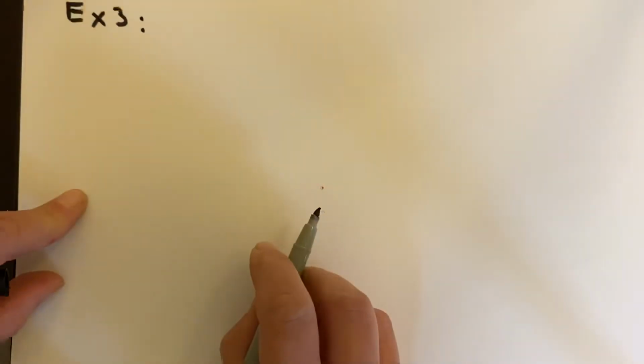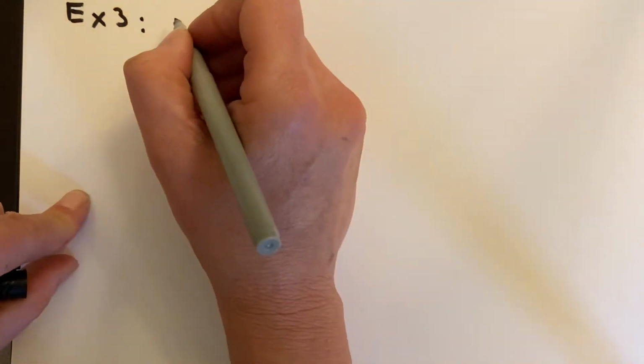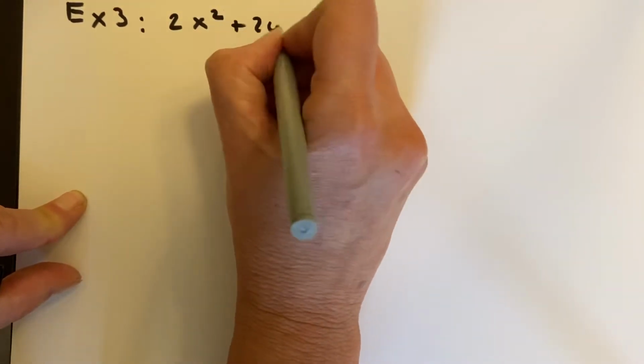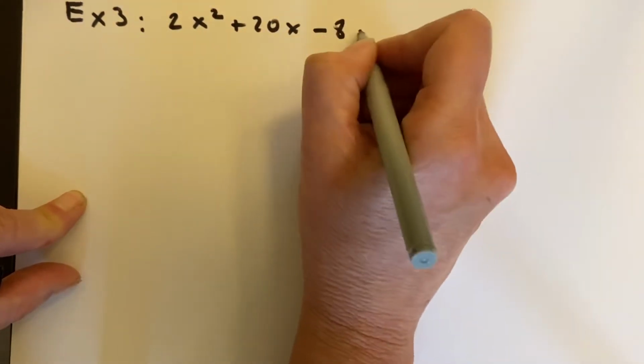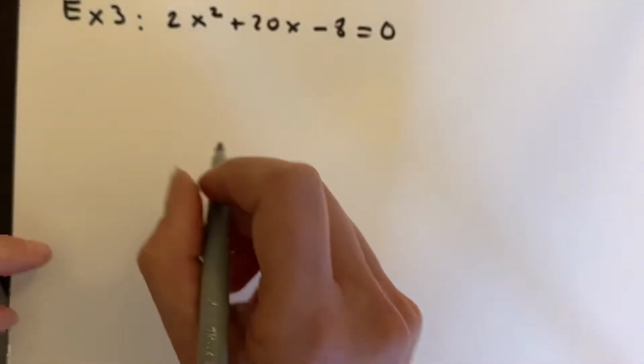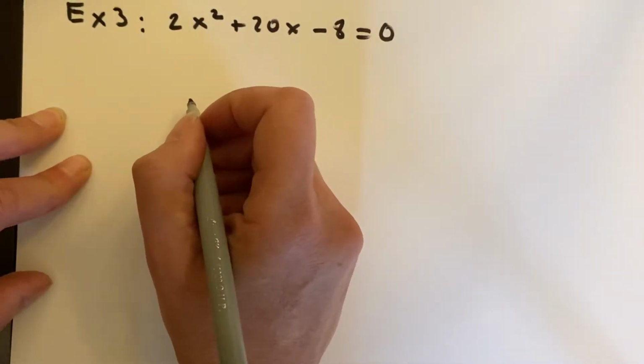I'm going to work out now example 3, which looks different than example 2 at the beginning, but is actually very much the same thing. Example 3 is 2x squared plus 20x minus 8 equals 0. Now this is actually not that different than example 2. It just looks different at the beginning.